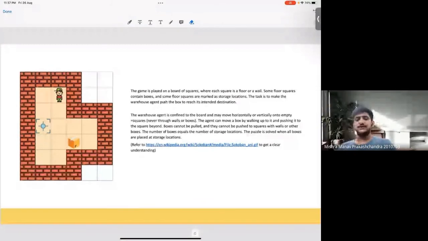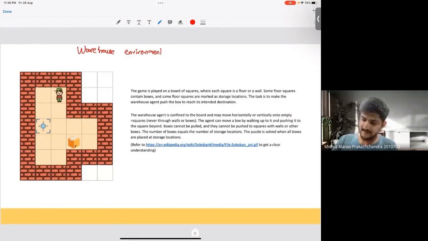Okay, so this is how the problem looks like. This is a particular problem that I have designed. I basically came up with this design. I'll name this environment the warehouse environment. Okay. It's a very simple example.